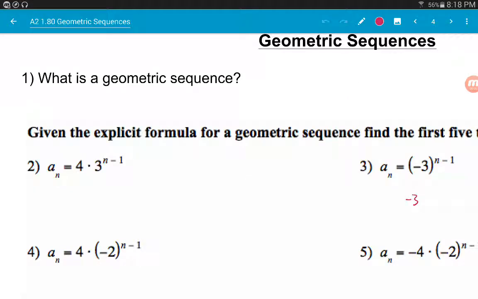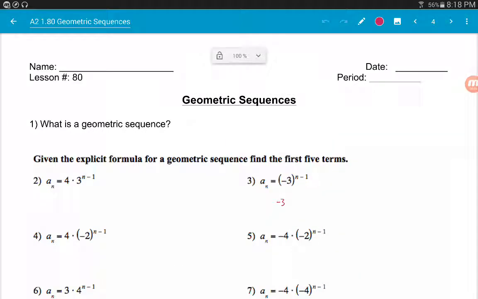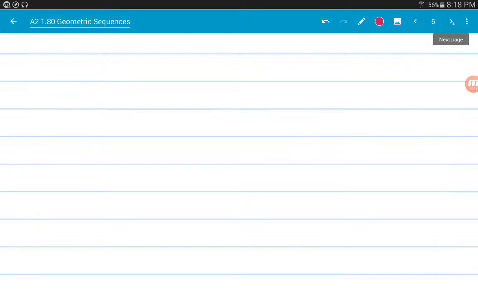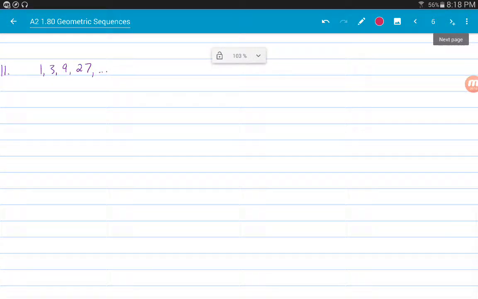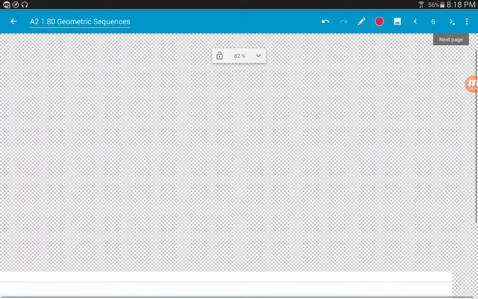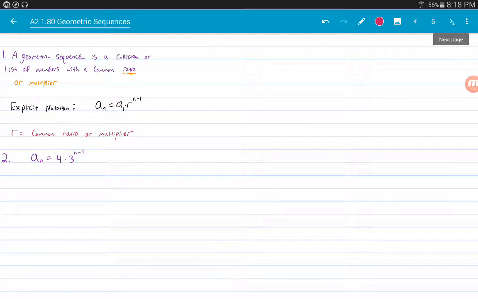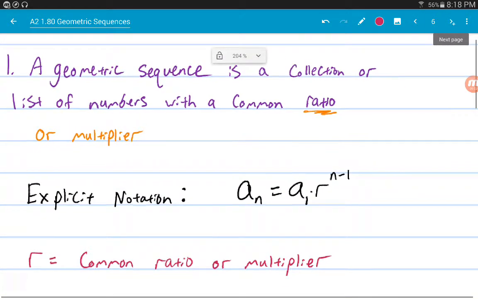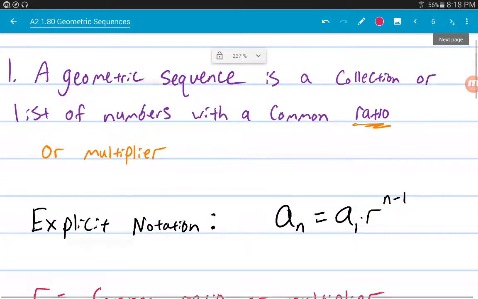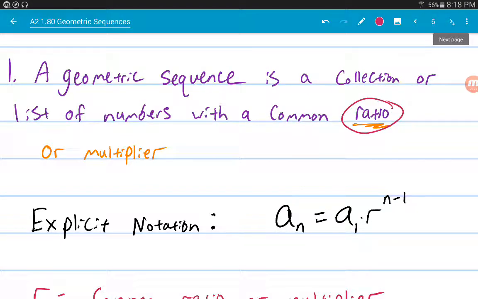So this is a video for lesson 80, which is about geometric sequences. I should start off by explaining what a geometric sequence is. A sequence is a list of numbers, but what makes it geometric, and what differs it from an arithmetic sequence, is that a geometric sequence is a list of numbers with a common ratio or multiplier. So we're multiplying as we go from term to term.